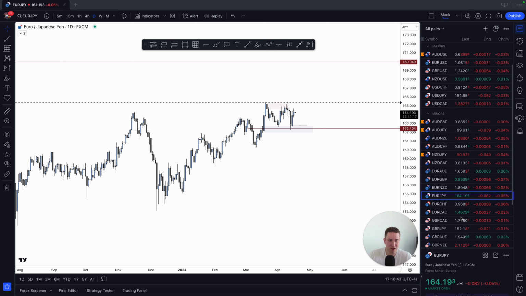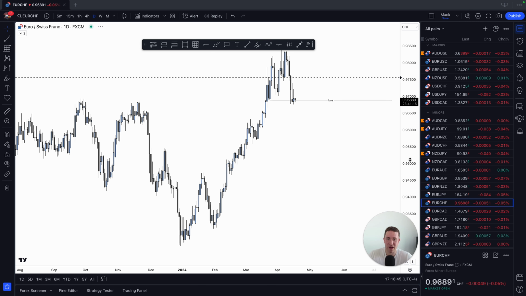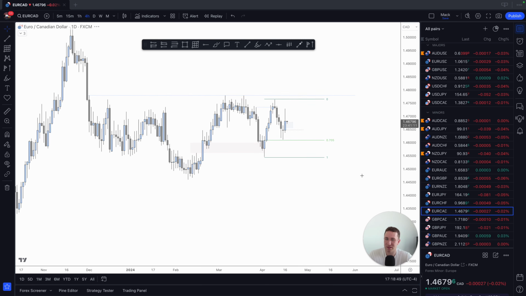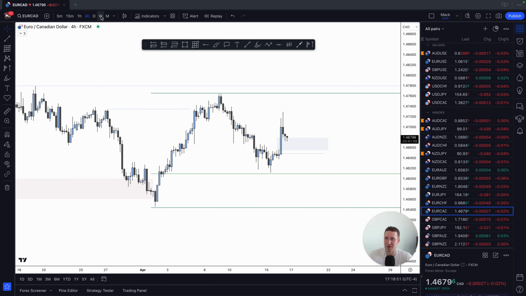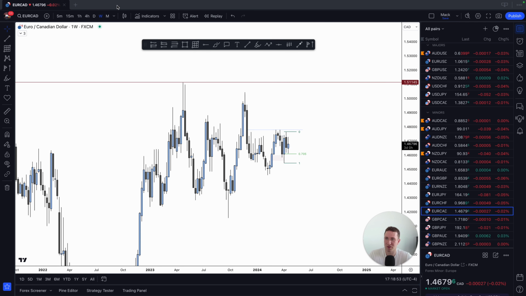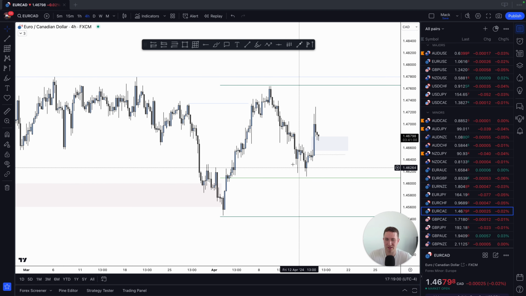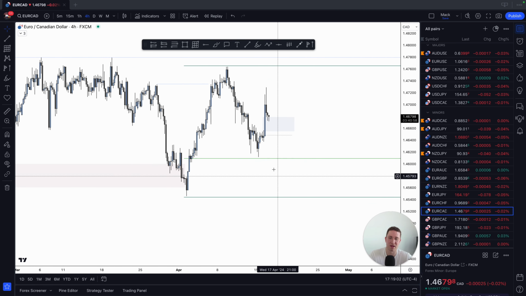Euro JPY if you wanted to. Another pair that I have saved was Euro CAD. So this was a trade idea sent out in the squad. You can see it's trending nicely, right? Bullish structure on the weekly, the daily time frame came down, pushed to the upside again. And then on the 4 hour time frame, there was a nice area over here of demand that you could have had a limit on.